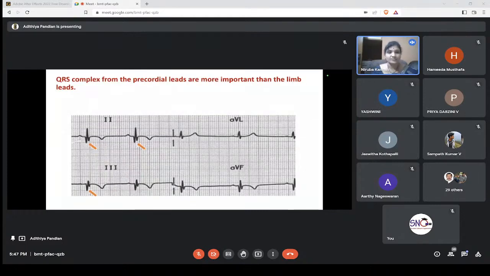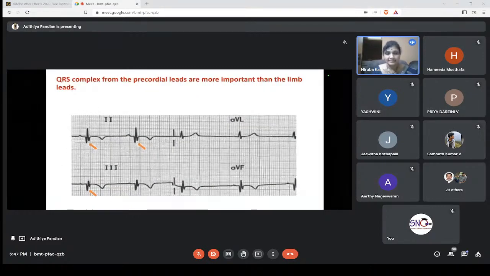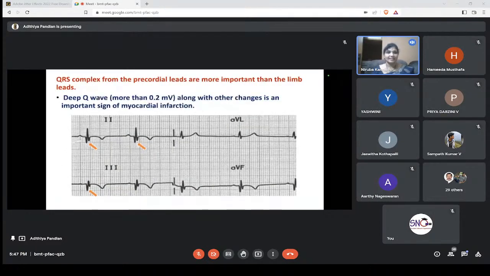What do you see here? What is the finding you get in the QRS? We get a deep Q wave. Deep Q wave, more than 0.2, can be seen in myocardial infarction. These are the deep Q waves.